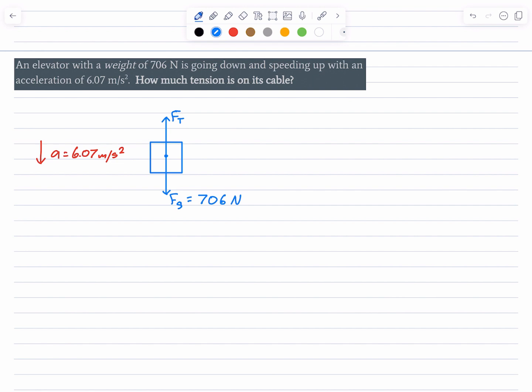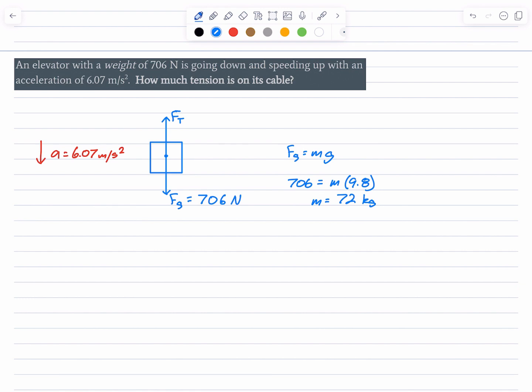So if we know that F sub G is equal to mass times gravitational acceleration, again, this is just a variation of Newton's second law. So force of gravity is equal to mass times gravitational acceleration. Well, I know gravitational force. I don't know the mass, but I do know that g is 9.8. And so when I solve for that mass, I get a mass of 72 kilograms. So now I know both weight and mass. Now I can go ahead and start my math.